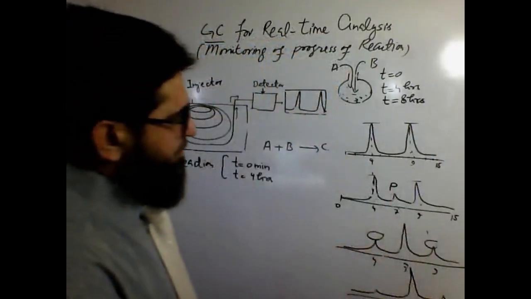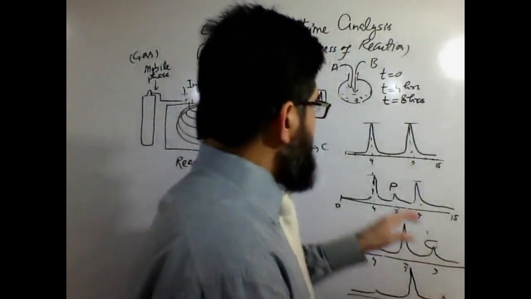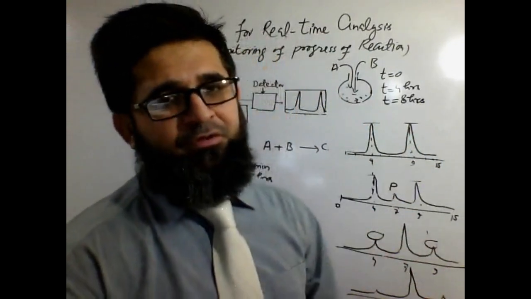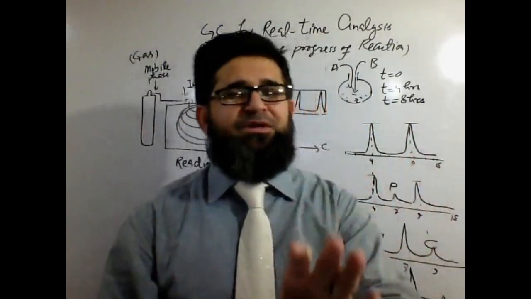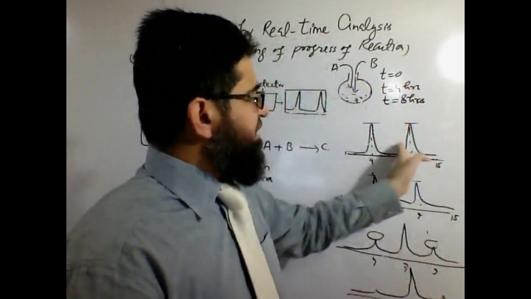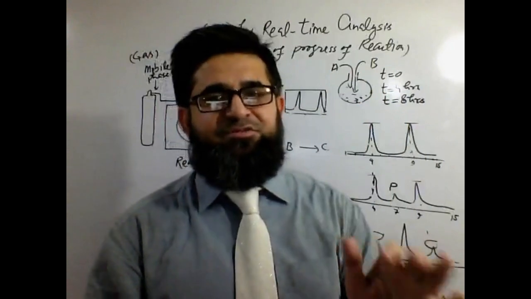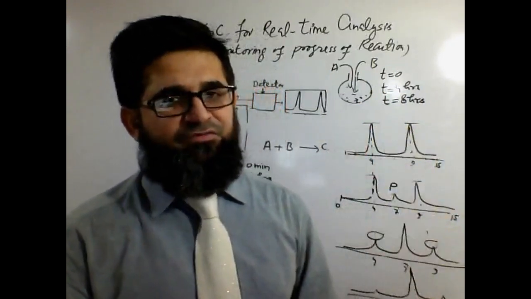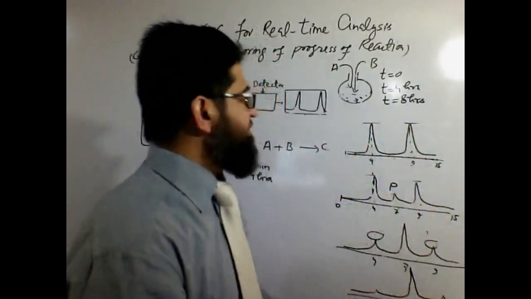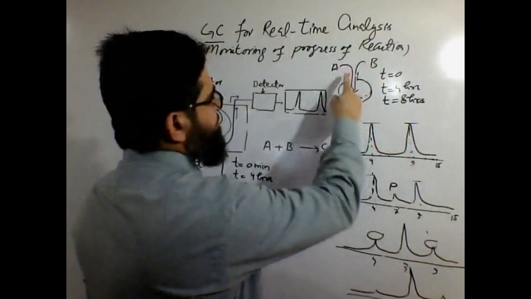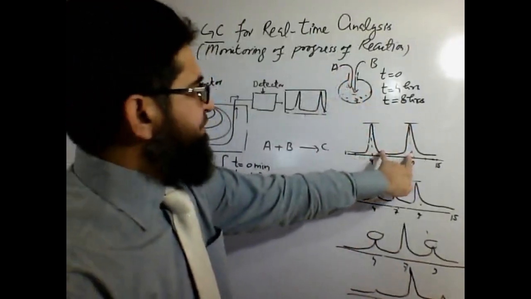So one could think about which is A, which is B. You can't determine that just by running a mixture directly. For such purposes we need to have the standards as well. We need to run the standards to see whether this peak belongs to A or to B. When we have two peaks, we have two reactants.